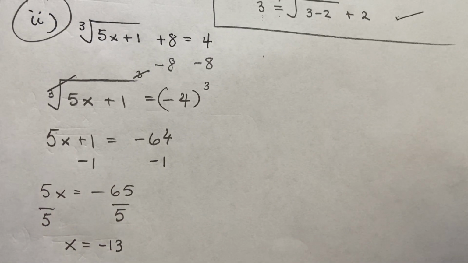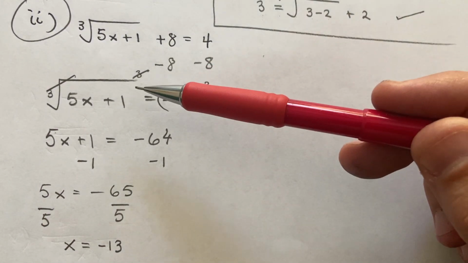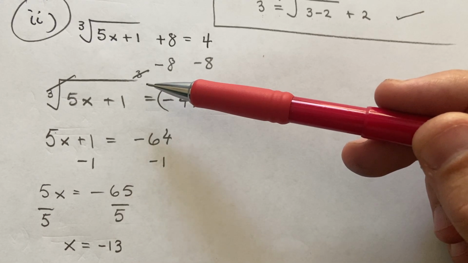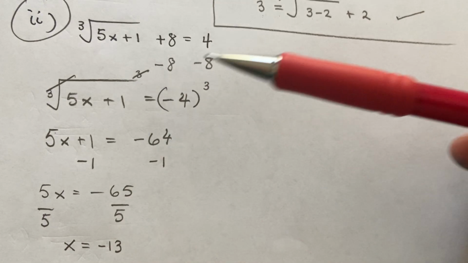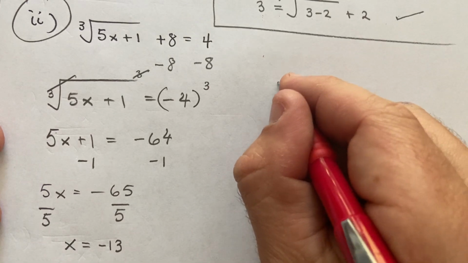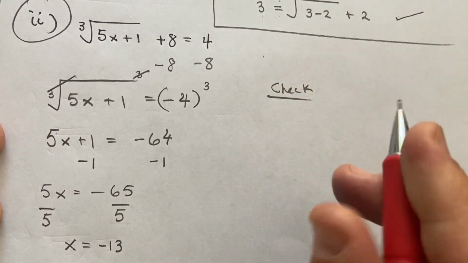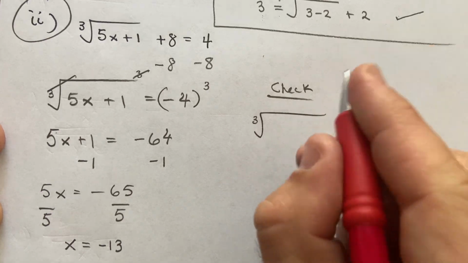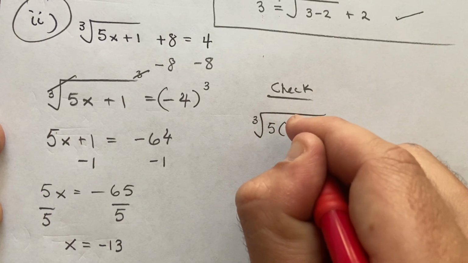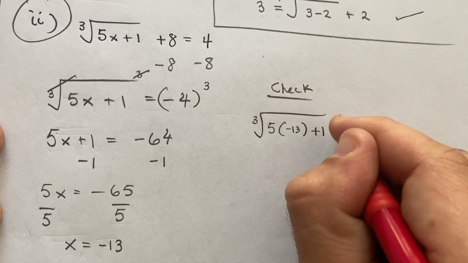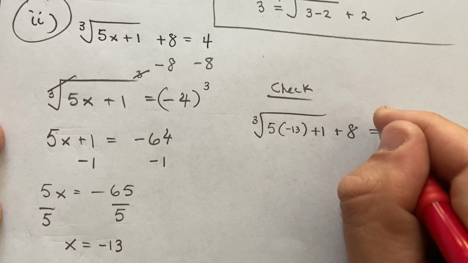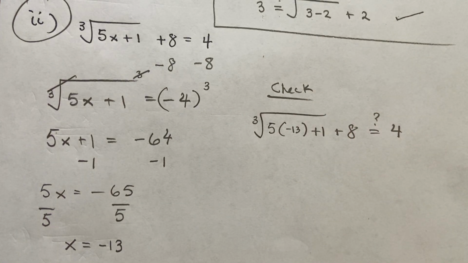I know that there are no red flags because I didn't use an even power this time. I used an odd power. Still a good idea to check though. So the cube root of 5 times negative 13, if I add 1 to that and then add 8, is this equal to 4?